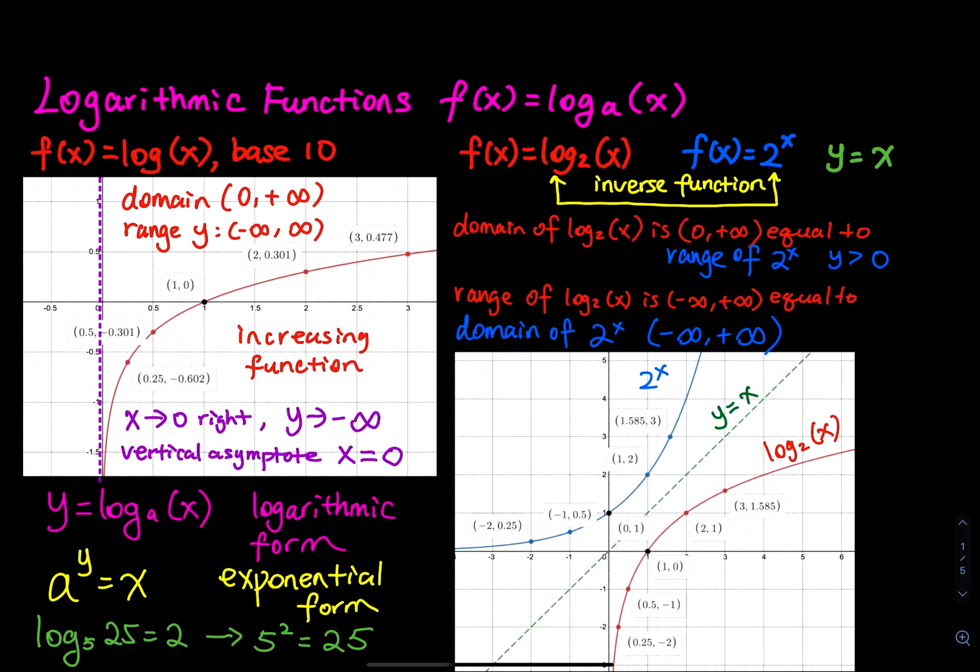And then, what do we see here? So first of all, this is an increasing function. So log of x is an increasing function. Based on the graph, there is a vertical asymptote at the y-axis. As x approaches 0 from the right, y approaches negative infinity. Do you see this piece of the curve? As x approaches 0 from the right-hand side, you can see that y goes all the way down to negative infinity. So the vertical asymptote is x equals 0.